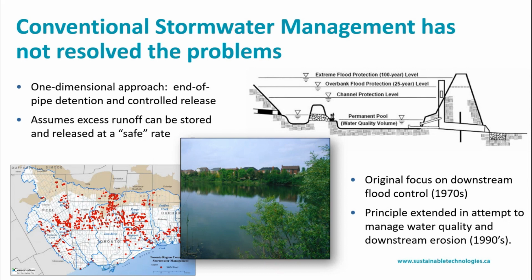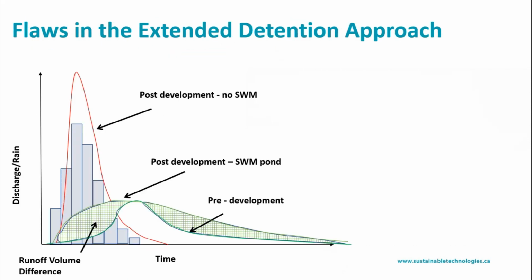So really, this conventional stormwater management hasn't resolved the problem. Again, as we talked about before, it's a one-dimensional approach. We want to make sure we're managing water at the point source where rain falls, and this is where LIDs can be used in conjunction with stormwater management ponds and dry ponds. We're not doing away with them, but we're making sure we're using them in concert with these older types of management strategies. So this is where we saw the flaws in the extended detention approach.